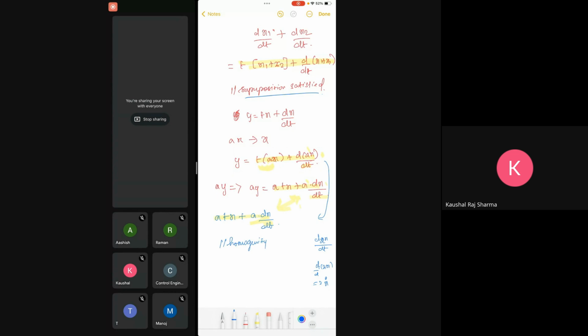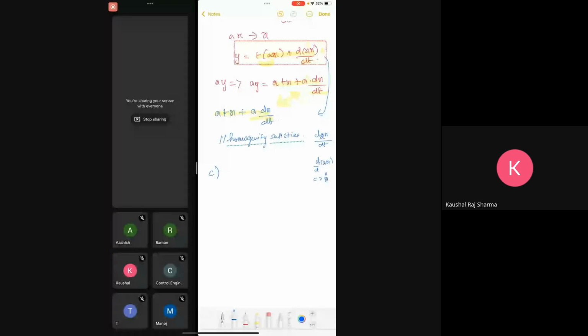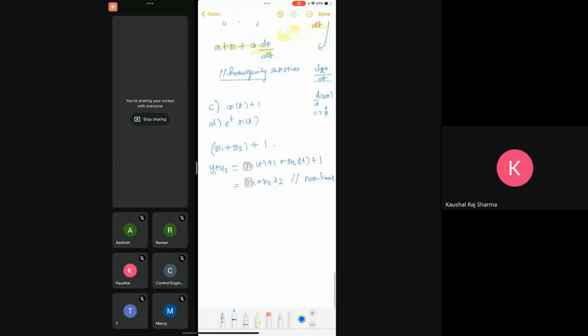Similarly, try with all these options. C, what is C? C would be x of t plus 1. If I replace x with x1 plus x2, and if I do y1 plus y2, it will become x1 plus x2 plus 1. So this is nonlinear.